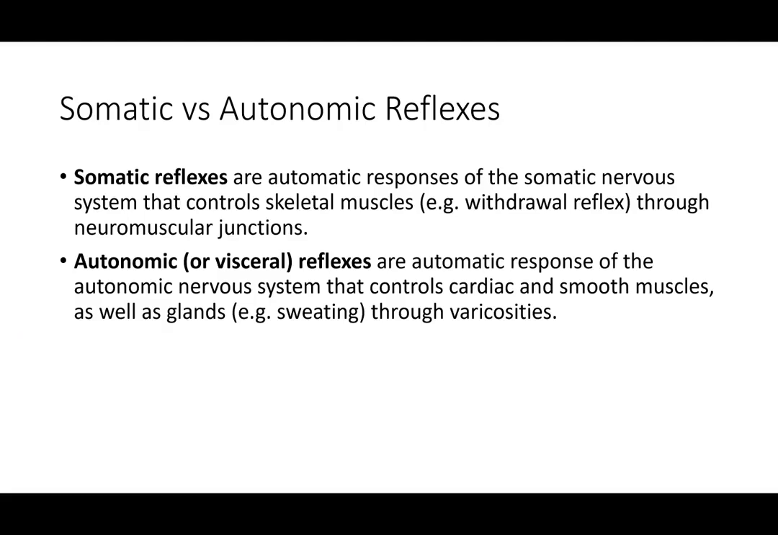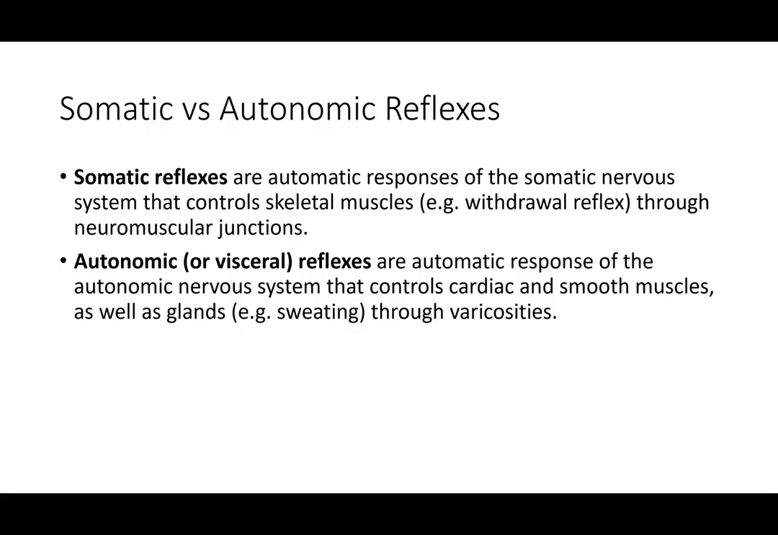All right, so let's talk a little bit more about autonomic reflexes. So remember, somatic reflexes are automatic responses, but they are specific to the somatic division of the nervous system that controls skeletal muscle through those neuromuscular junctions. So that withdrawal reflex that we talked about when you touch something hot and you pull your hand away is an example of that.